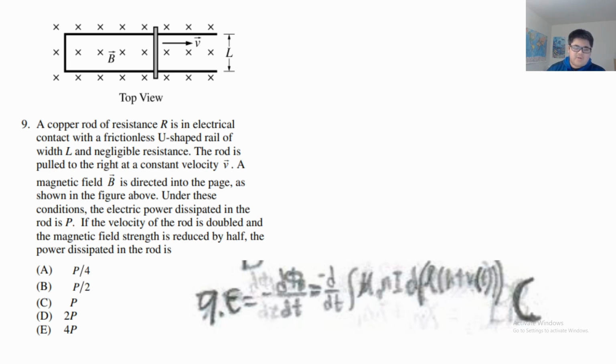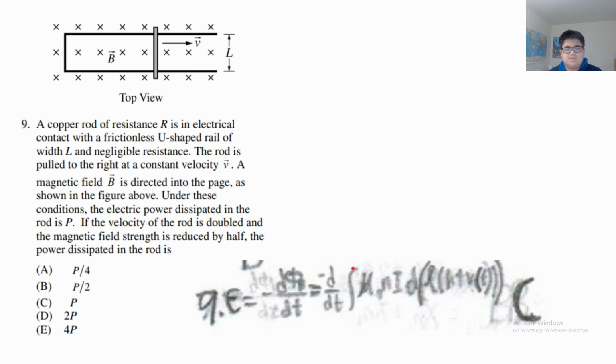Okay, let me first start with power equals current times voltage. P equals IV. I've given you the mnemonic already. P equals IV, and the IV in this case is just whatever the induced EMF is. Like the IV is proportional to the induced EMF. An induced EMF is the derivative with respect to time of the magnetic flux.